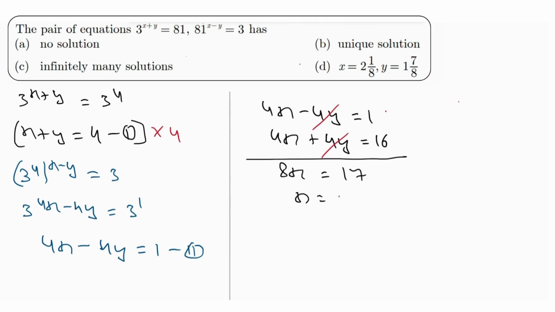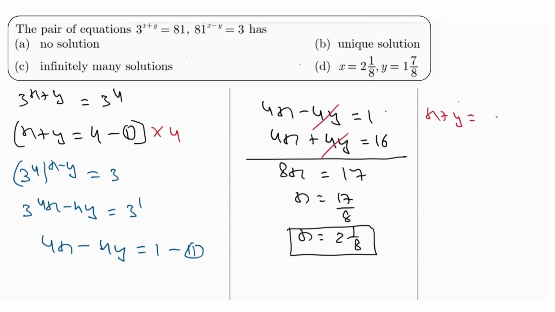So x comes out to be 17 divided by 8, which can be written in mixed fraction as 2 and 1 over 8. 8 times 2 is 16, so the remainder is 1 over 8. So that should be the value of x. Now in order to get y, we are going to substitute x in any of these equations. Let's say if I use the first equation. So substituting x, let me write down the equation first. We have x plus y equals 4, and replacing x with 17 over 8. So this is 17 over 8 plus y equals 4.